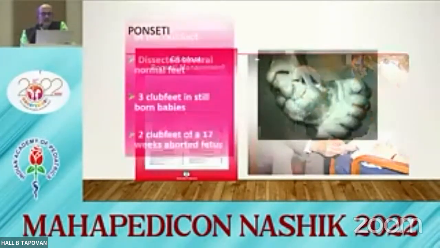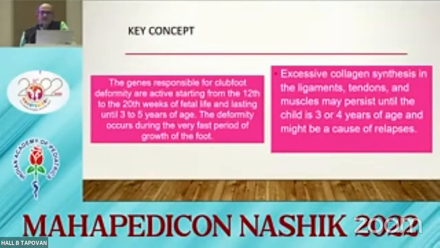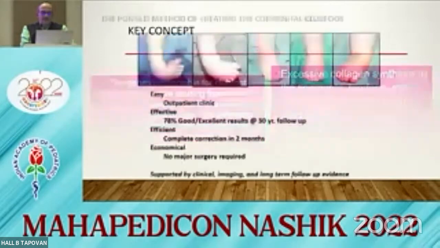We do plasters, and he studied the anatomy and told us that essentially the genes responsible for clubfoot become active in the 12th to 20th week of intrauterine fetal life. The collagen tissue has something like a myofibroblast, which pulls the foot into a deformed position. And these remain active to about 4 years of age, which is why he says bracing must go to 4 years. If you say the correction is done, don't wear braces, they will relapse. So there's excessive collagen synthesis, which may persist till about 4 years.